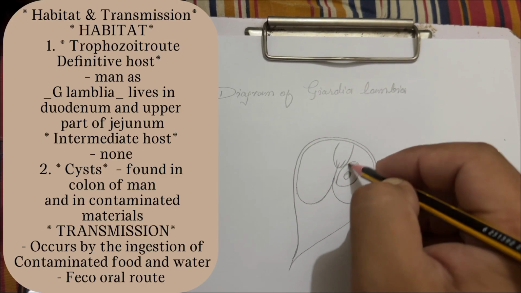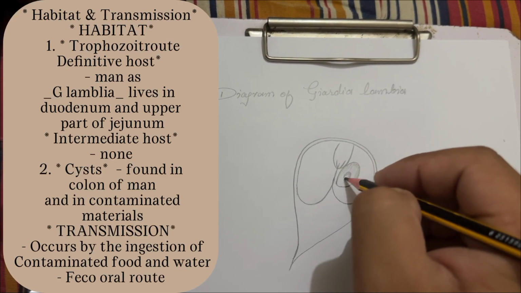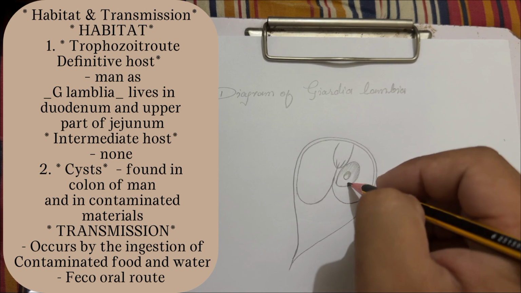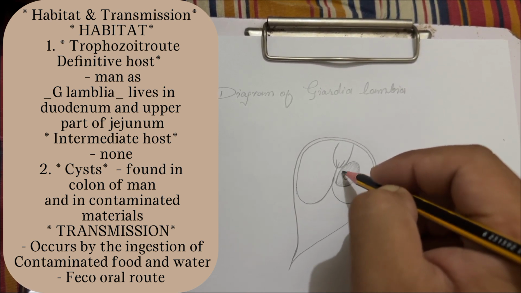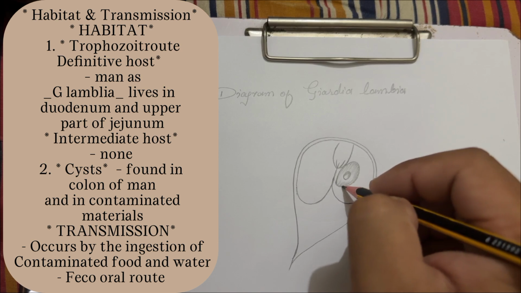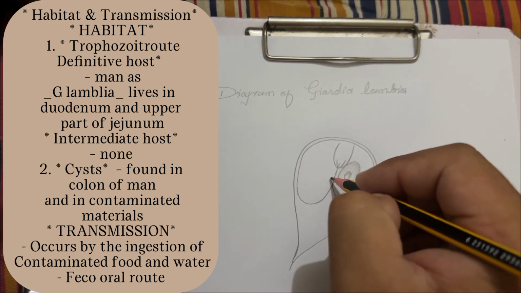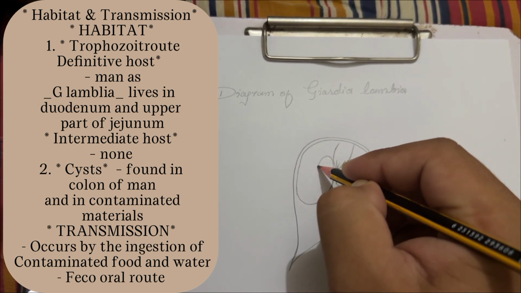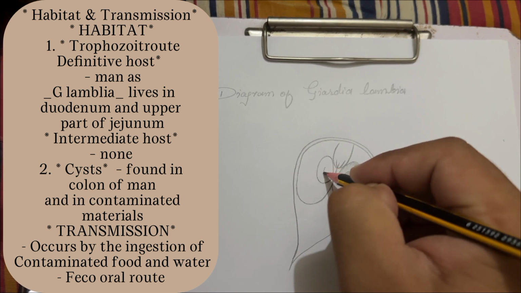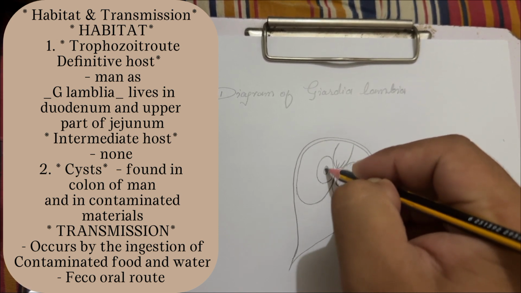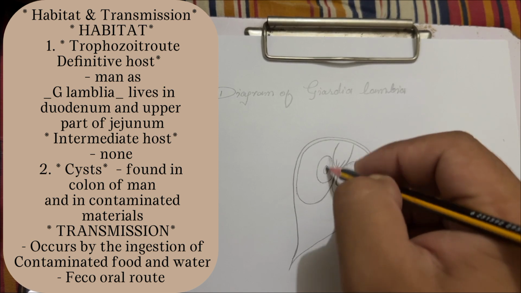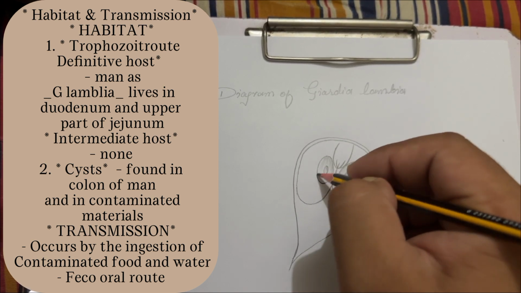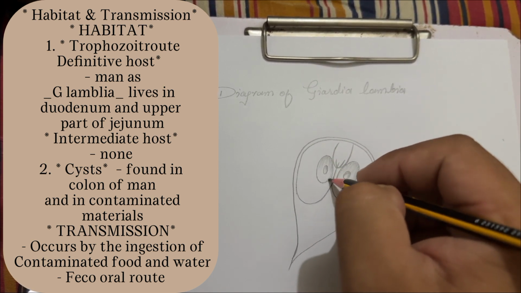Habitat and transmission. First I'll talk about the habitat of trophozoites and cyst, and then we'll move on to transmission. Trophozoites have a definitive host, human being, as the Giardia lamblia lives in duodenum and upper part of jejunum, and the trophozoites have no intermediate host. Cysts. These are found in colon of man and in contaminated materials. These materials can be contaminated food or water.